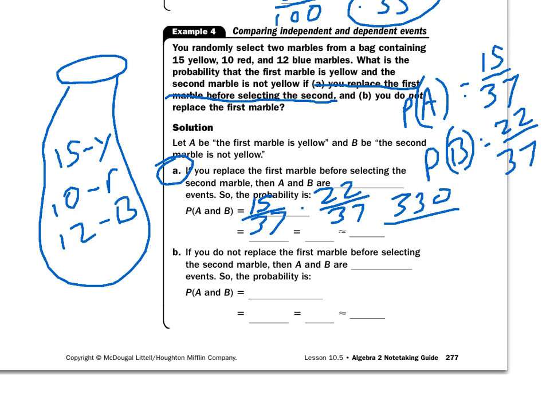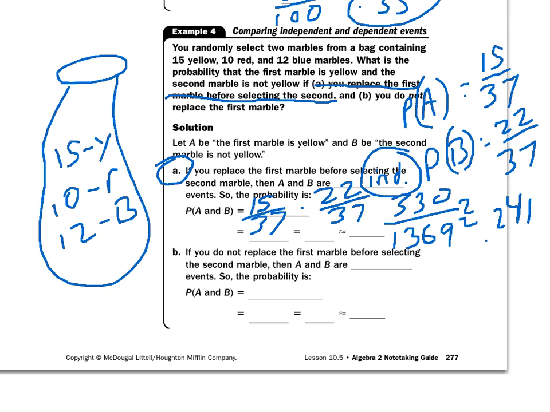330 out of 1,369. All right, that would be an independent event, completely independent. One thing had nothing to do with the other. And that was approximately 0.241.